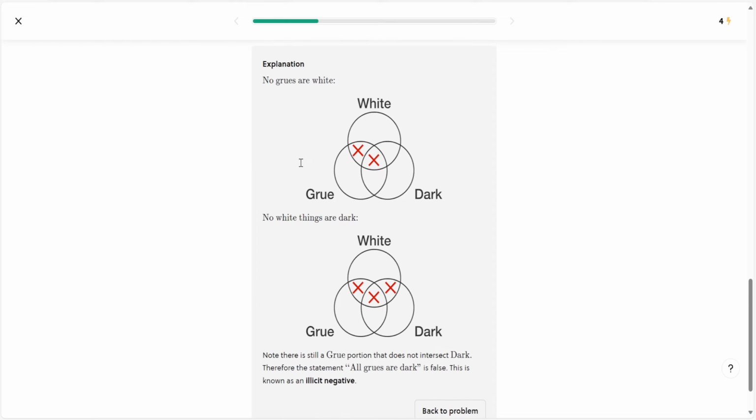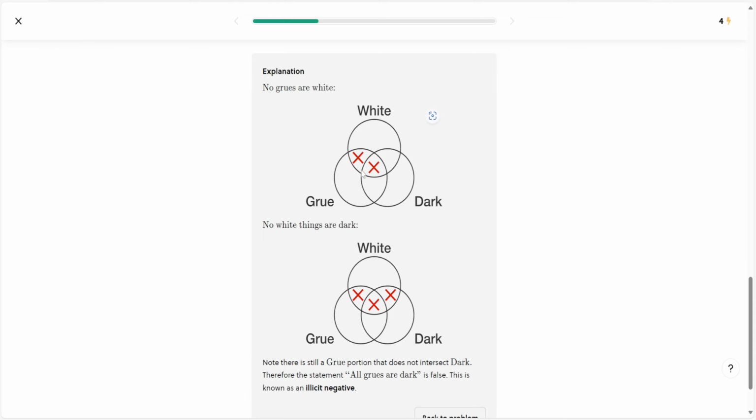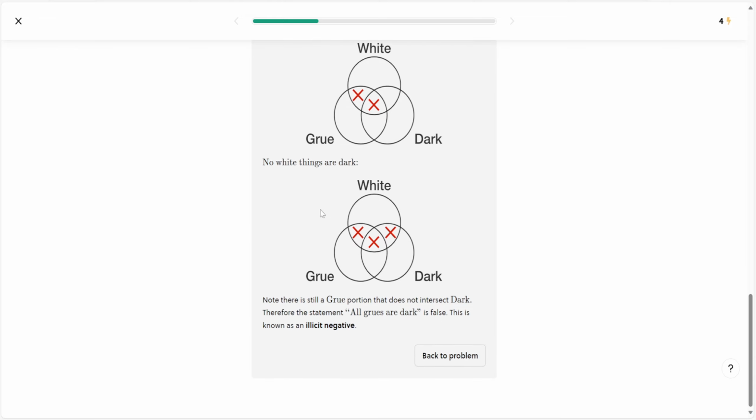No white things are dark. No grooves are white. There is still a groove portion that does not intersect dark. Therefore, the statement all grooves are dark is false. This is known as an illicit negative.